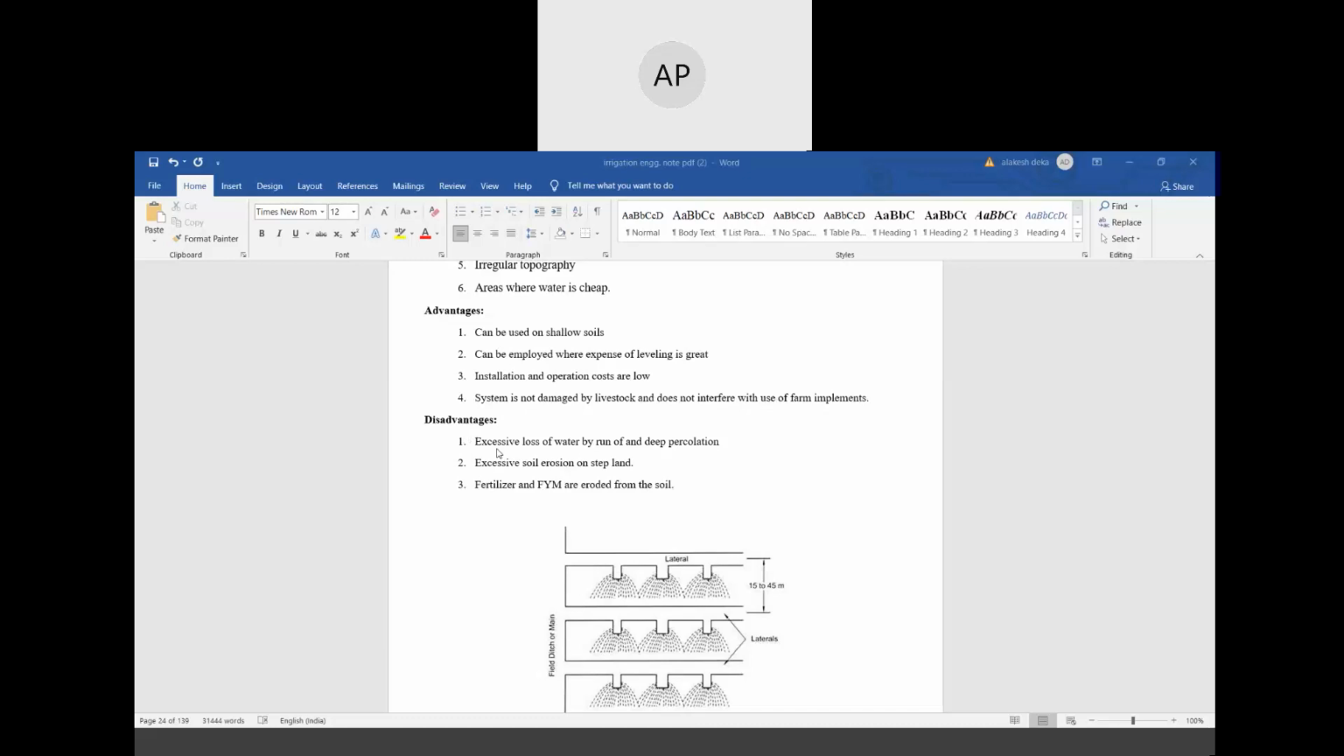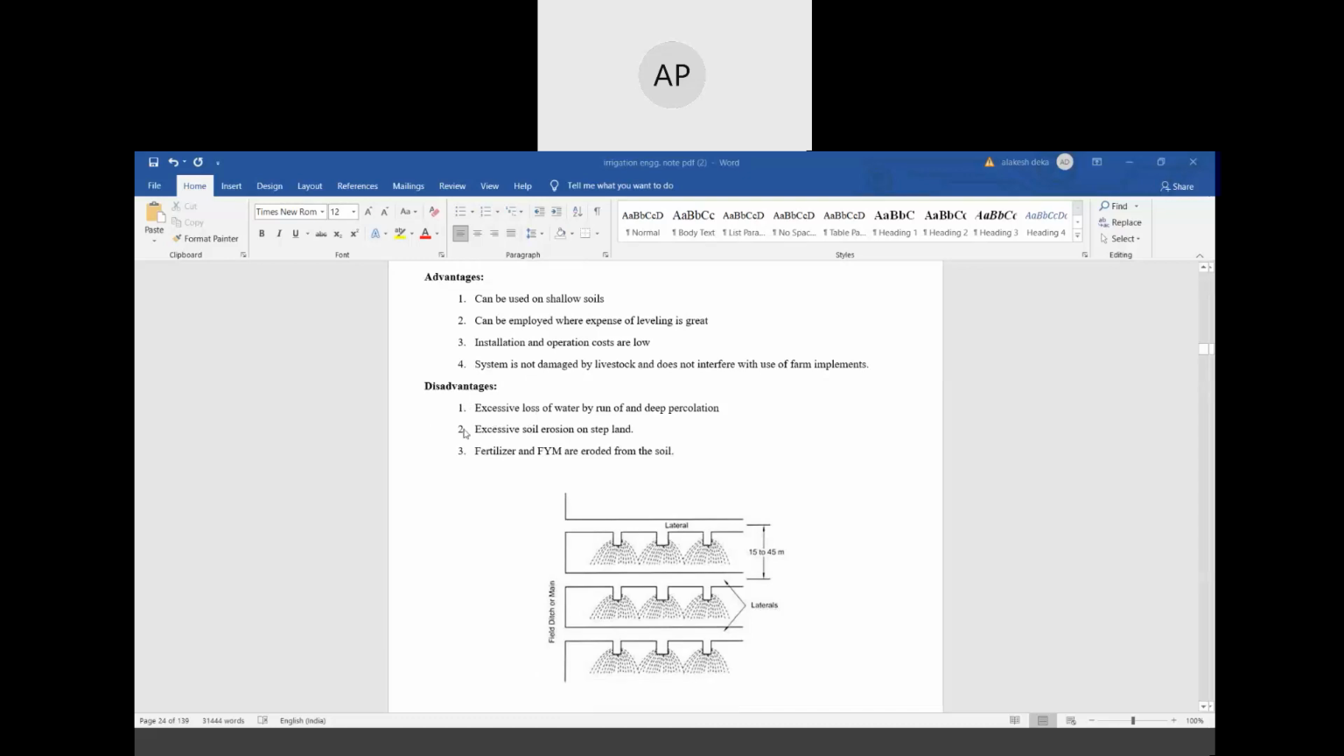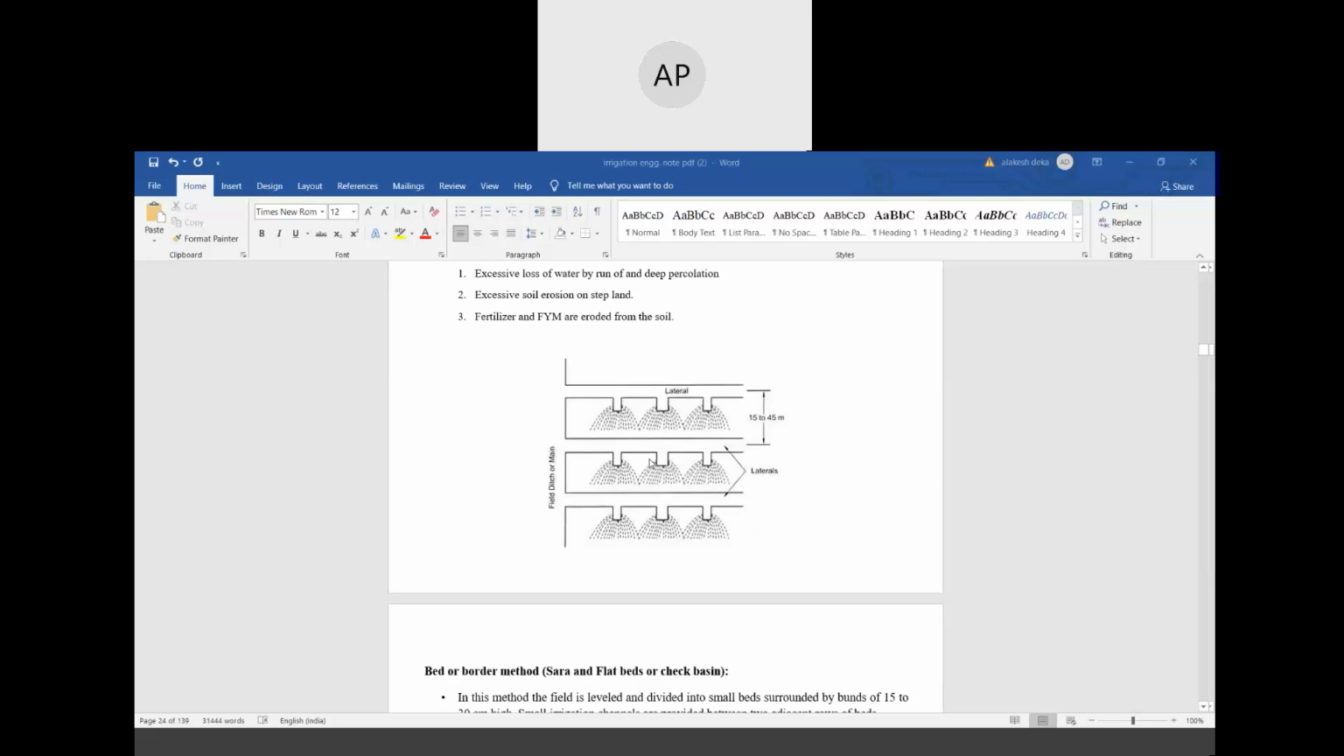These are the advantages. What are the disadvantages of the flooding method? Excessive loss of water by runoff and deep percolation, excessive soil erosion on steep land, and fertilizer and FYM are eroded from the soil.